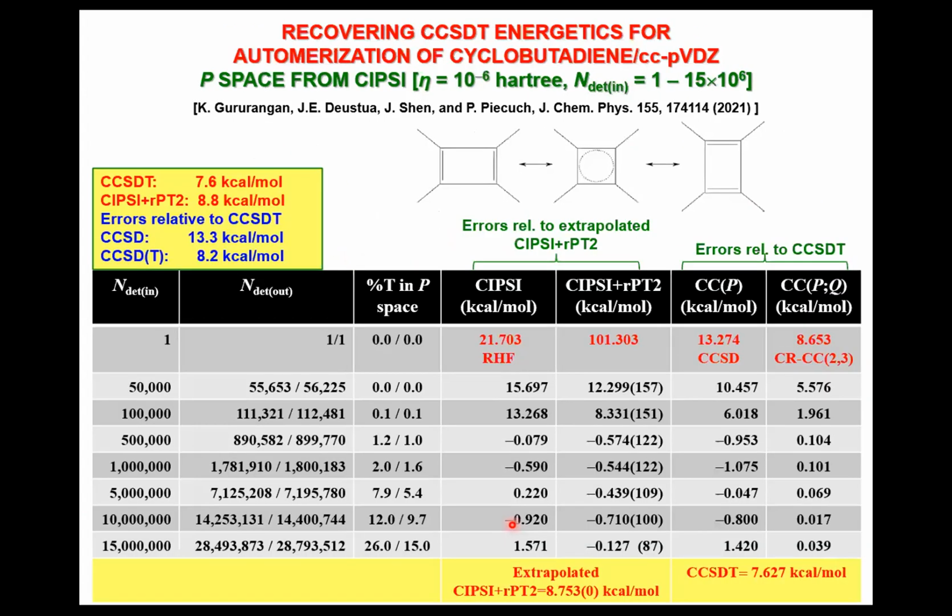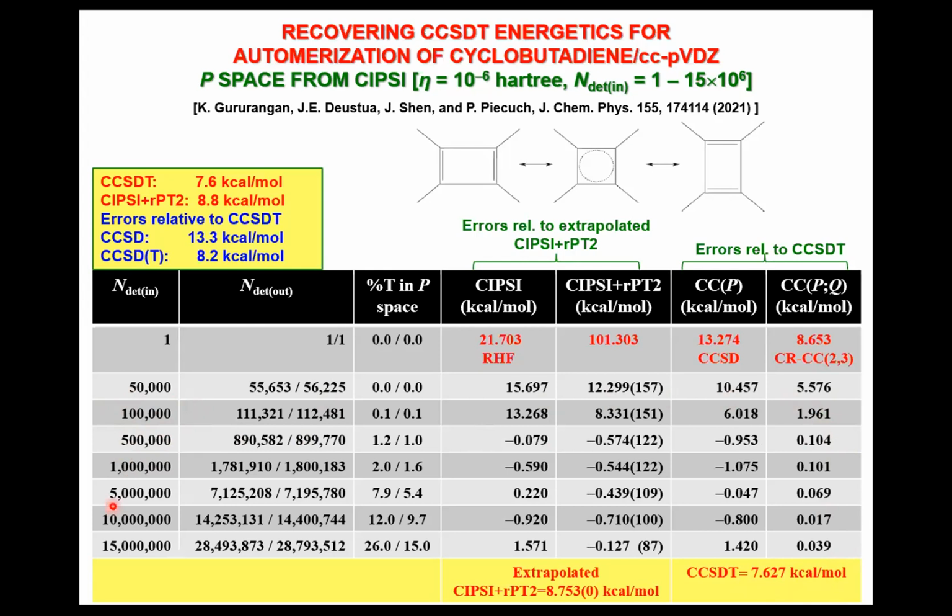And this is more of the same. If you just look at the last column, I know there are many numbers, but let's just look at the last column. Again, this is the automatization for cyclobutadiene. You can see that by the time we have about 100,000 determinants in the SHCI diagonalization spaces, we are already within essentially chemical accuracy, about a kcal per mole relative to CCSDT. So we don't need millions.